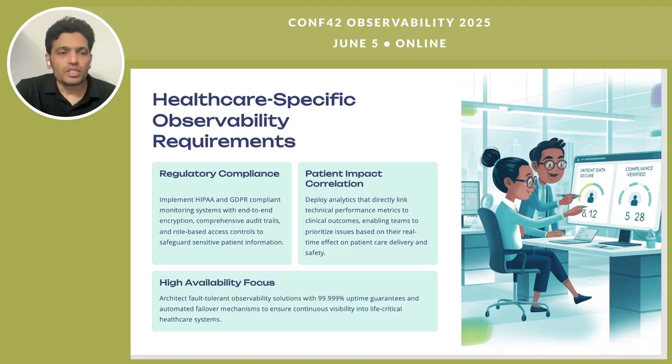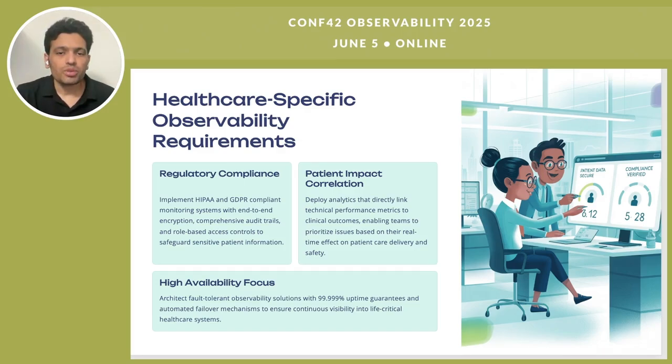Healthcare observability is not just about tech, it's about patient safety and compliance. First, we need HIPAA and GDPR compliance, monitoring and encryption, audit trails, and role based access to protect sensitive data. Second, analytics must link technical metrics to critical outcomes so we can prioritize issues that affect patients directly. For example, a slow system could delay critical care, and observability helps us catch that in real time.